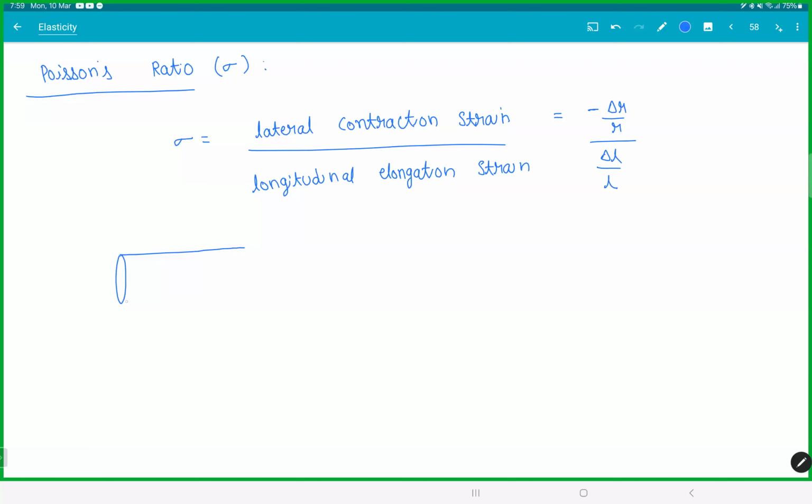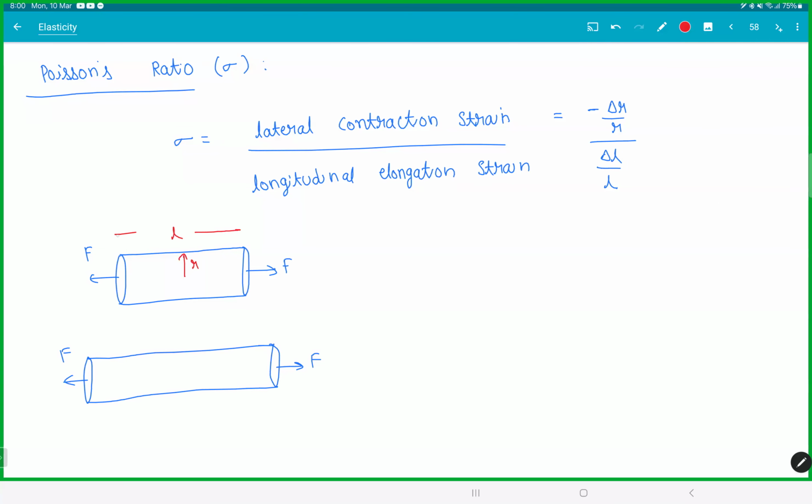So if you take a cylinder, if you apply a force F, and if the cylinder stretches, again, I'm exaggerating the figure. If this was the radius and if this was the length, this guy becomes L plus dl, whereas the radius becomes r minus dr. So here the negative indicates if length increases, radius should compress.